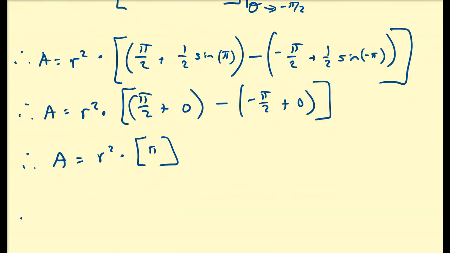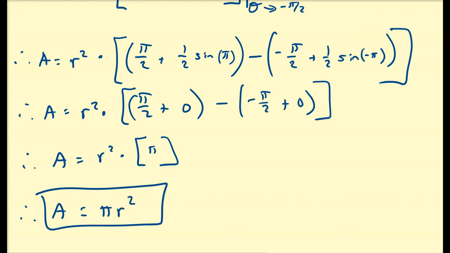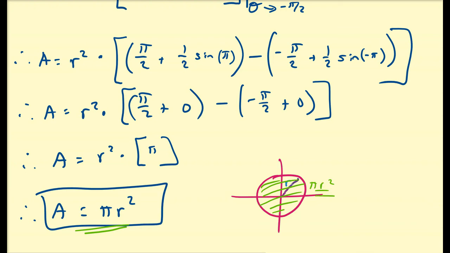And of course, that is the same as A is equal to pi r squared, which then proves that the area of a circle of radius r is going to have this area, pi r squared.